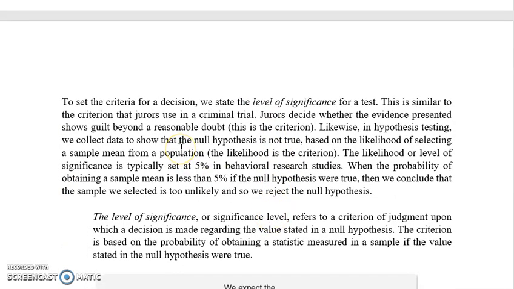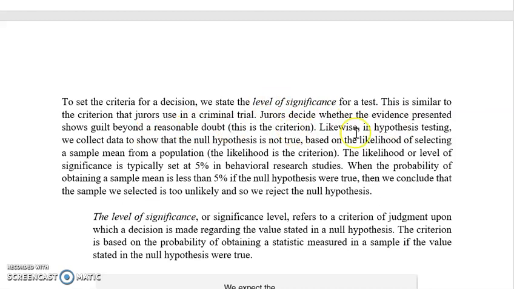Now, to set the criteria for a decision, we state the level of significance for a test. Usually in statistics, we have level of significance or level of confidence, like 95% or 0.05, and then we have 1% or 99% level of significance. Now, this is similar to the criterion that jurors use in a criminal trial.